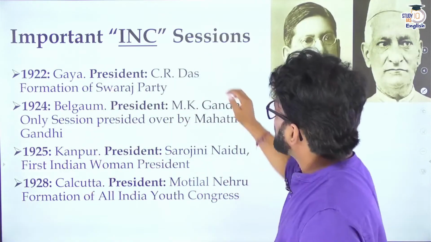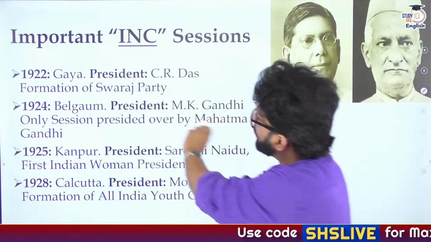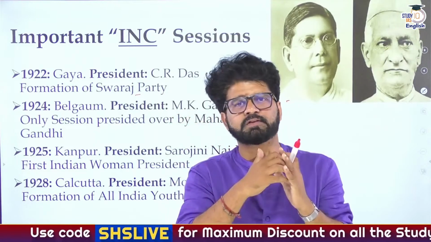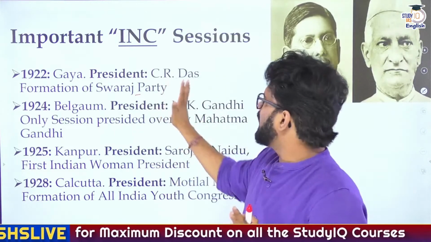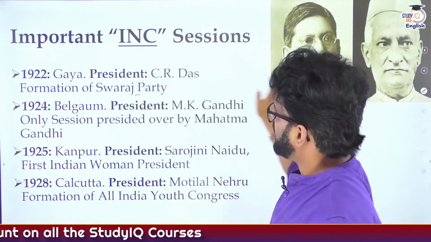Fine. Cool, sir. So 1922 Gaya session, he is C.R. Das. Chittaranjan Das, formation of Swaraj Party happened. People were disillusioned with the withdrawal of NC or non-cooperation movement, and C.R. Das and this is Motilal Nehru, they together formed Swaraj Party.